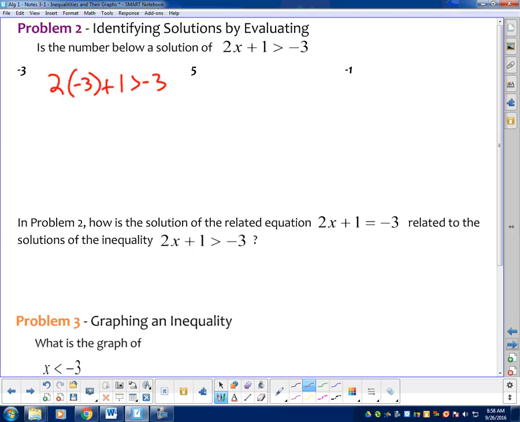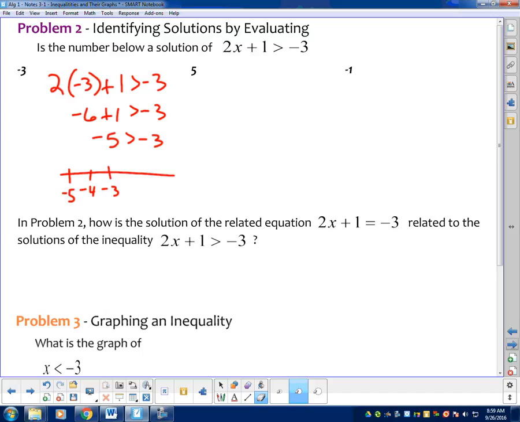So 2 times -3 is -6 plus 1. And then -5 is greater than -3. So we look at that statement, we say, okay, is -5 bigger than -3? If it were, we would say that -3 is a solution to this inequality. In this case, it is not. -5, I draw on the number line here. See, this is -3. -5 would be 2 units to the left of -3. And so therefore, -5 is not bigger than -3. So this would be not a solution.